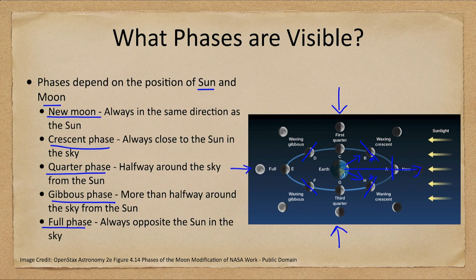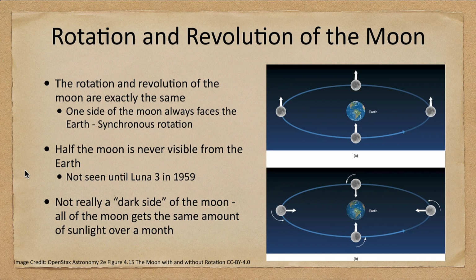So you'll note that for waning phases, it's always the left side illuminated. For waxing phases, it's always the right hand side that is illuminated. Now, we talked a little bit about the rotational period of the moon. Let's look at that again here. The rotation and revolution of the moon are exactly the same. What do we mean? Well, rotation is how long it takes to spin on its axis, and revolution is how long it takes to spin around the Earth one time.